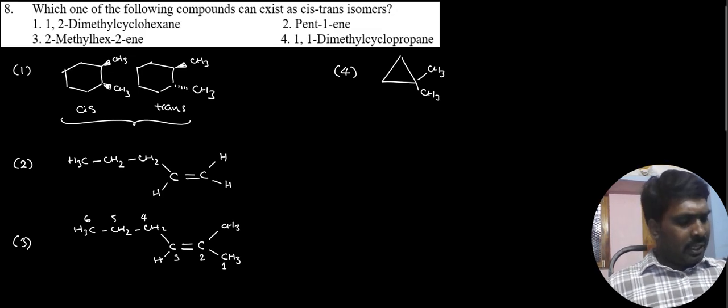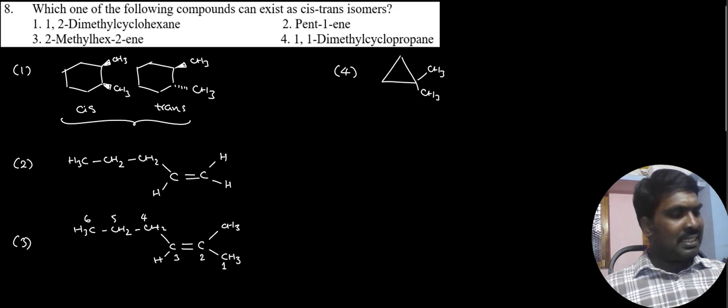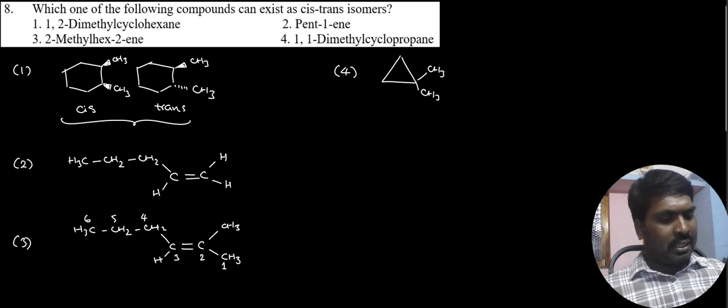Which one of the following compounds can exist as cis-trans isomerism? 1,2-dimethyl cyclohexane. This is the compound. It can exhibit geometrical isomerism. So disubstituted cycloalkanes exhibit geometrical isomerism, cis-trans. So two methyl groups we can connect with solid lines, and one methyl solid to one methyl dot. So same plane, two methyl groups in the same plane is cis, opposite plane is trans. So the first option can exhibit geometrical isomerism.